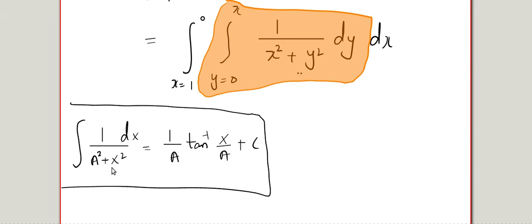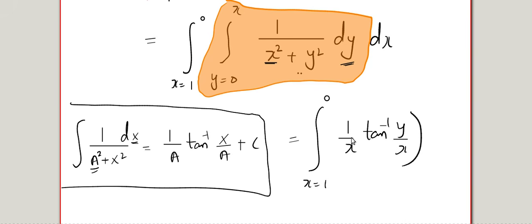Now look at this. x stands for variable and a stands for constant. We are going to integrate with respect to y, and that means x is a constant. When we evaluate the inner integral, x will be a constant. So I am going to get 1 by x tan inverse y by x within the limits y is equal to 0 to x dx. Now look at this. This limit belongs to y, so I am going to circle y.